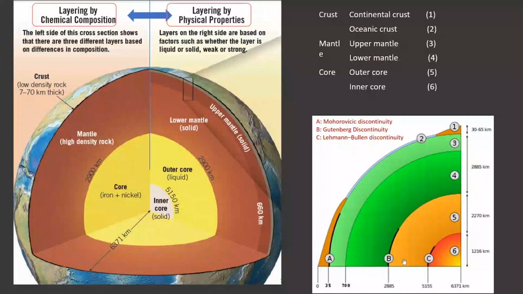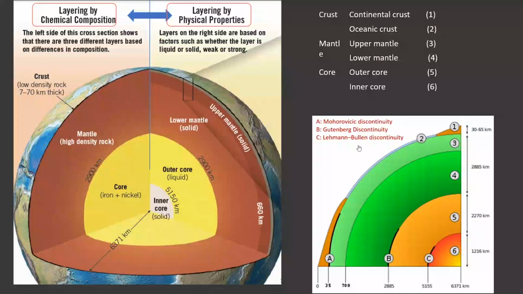Mantle and outer core, in fact, in detail, mantle and the outer core. And if you go further down, there is one more discontinuity which differentiates between the outer core and the inner core, that is called a Lehmann-Bullen discontinuity. So our earth is divided into different layers. Basic 3-layer model: crust, mantle and core. Crust and mantle is differentiated by a discontinuity called a Mohorovičić discontinuity.